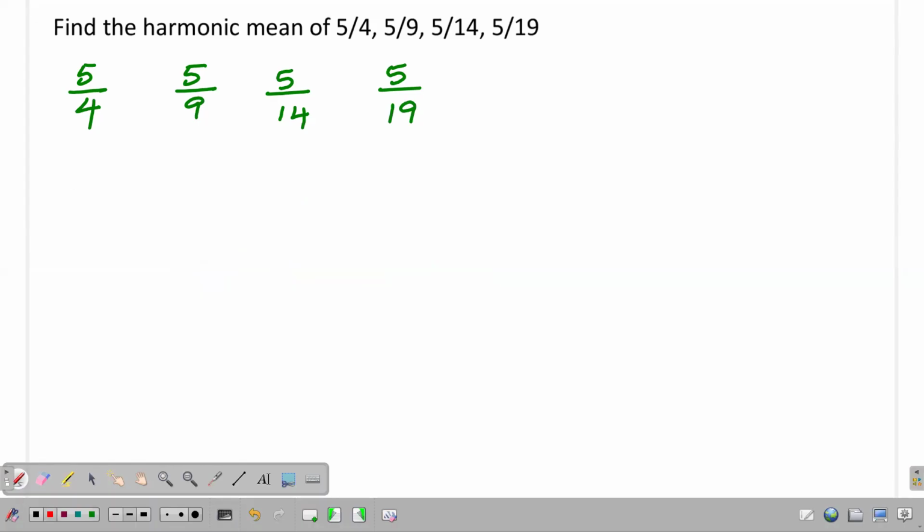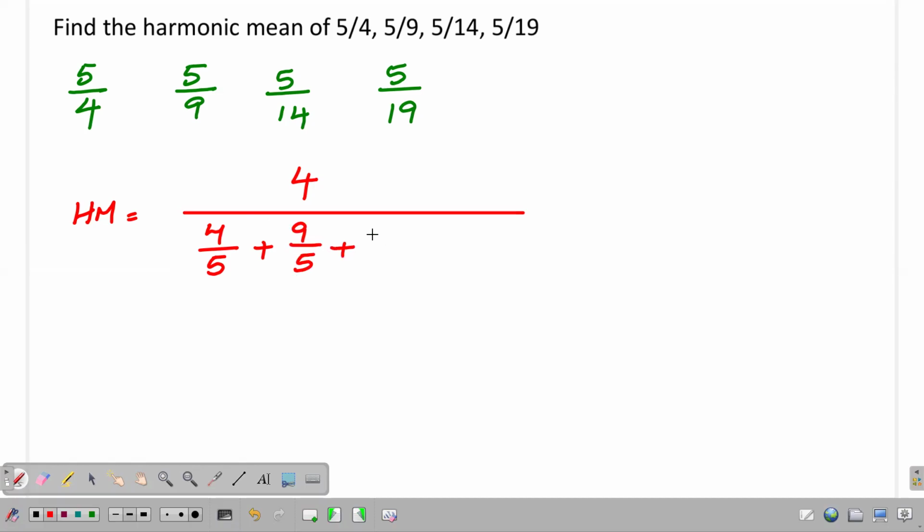So its harmonic mean will be nothing but 4 divided by 1 by 5 by 4. Here, instead of A, we have 5 by 4. So 1 by 5 by 4 is 4 by 5, plus similarly 1 by 5 by 9, that is nothing but 9 by 5. Similarly 1 by 5 by 14 is 14 by 5, and 1 by 5 by 19 is 19 by 5. It comes like this. Got it?